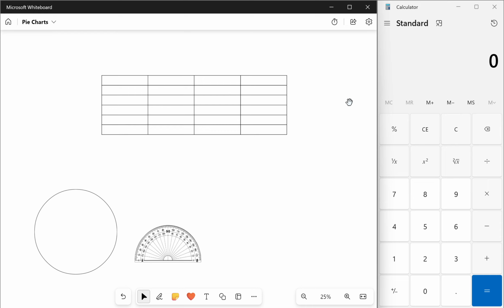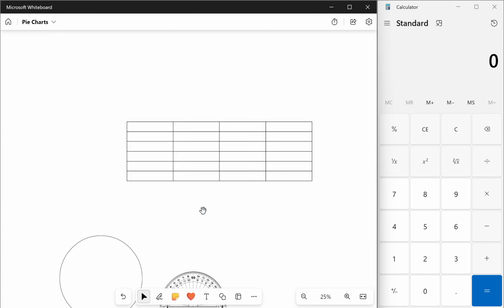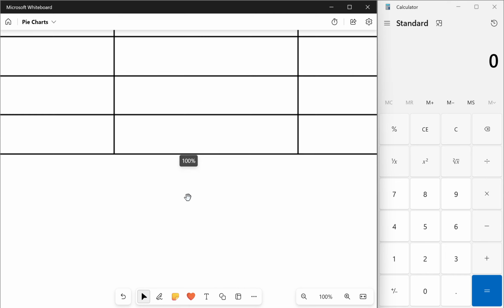Okay, hello. Today we're going to do something a little bit more tricky. Today we are going to be building a pie chart from scratch. So, in order to do that, we're going to have to start with a table. We asked a survey of students what was their favorite sport, and those students gave us the following answers. This is what we're going to put into our chart.